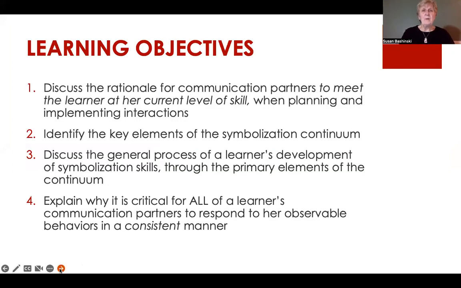It's important to begin by reviewing what you'll learn. I hope you'll learn more than these four things, but definitely we'll talk about these four things. We will talk about how critical it is that all the members of a learner's team, family and school, or family and preschool, family and work, will meet the learner together at the point where she is functioning in terms of communication ability. You'll learn about the different stages, the different levels, wherever that kiddo is. We need to meet her there.